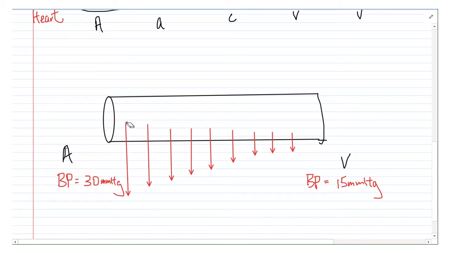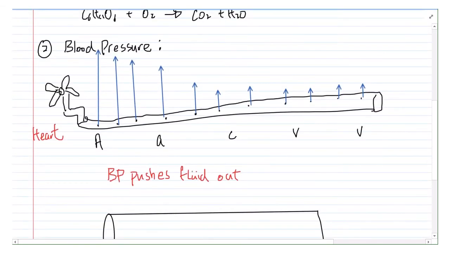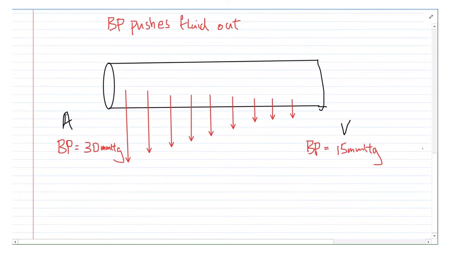Number one, the blood pressure, BP, right, pushes fluid out of the capillary, and then secondly, the BP on the arterial side is going to be greater than it is on the venous side. So you'll be losing more fluid on the arterial side than you would on the venous side. So that's the second factor affecting capillary exchange. Let's take a look at the third factor.